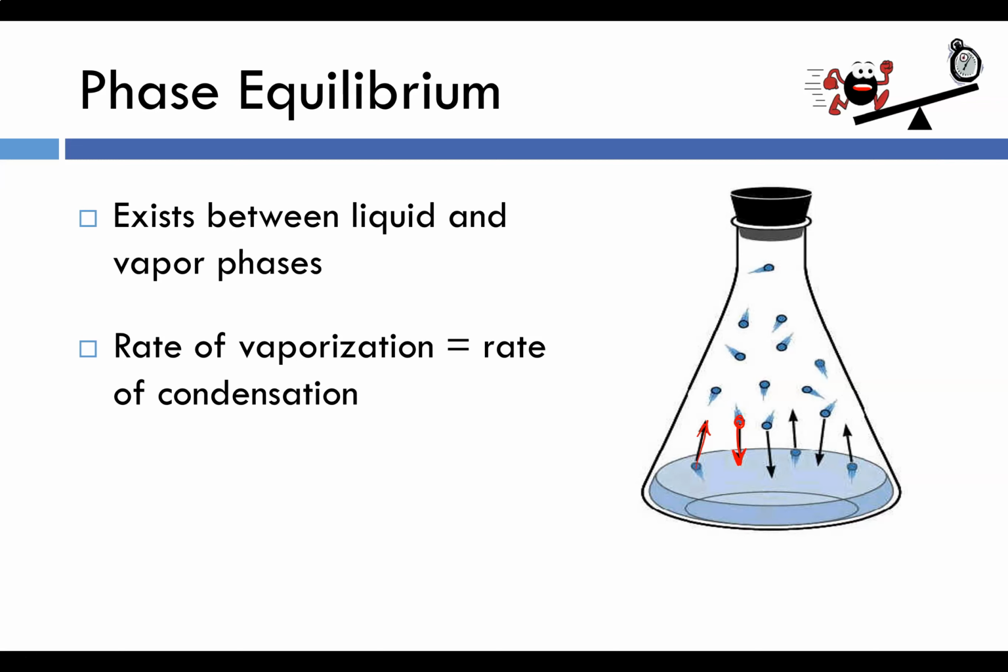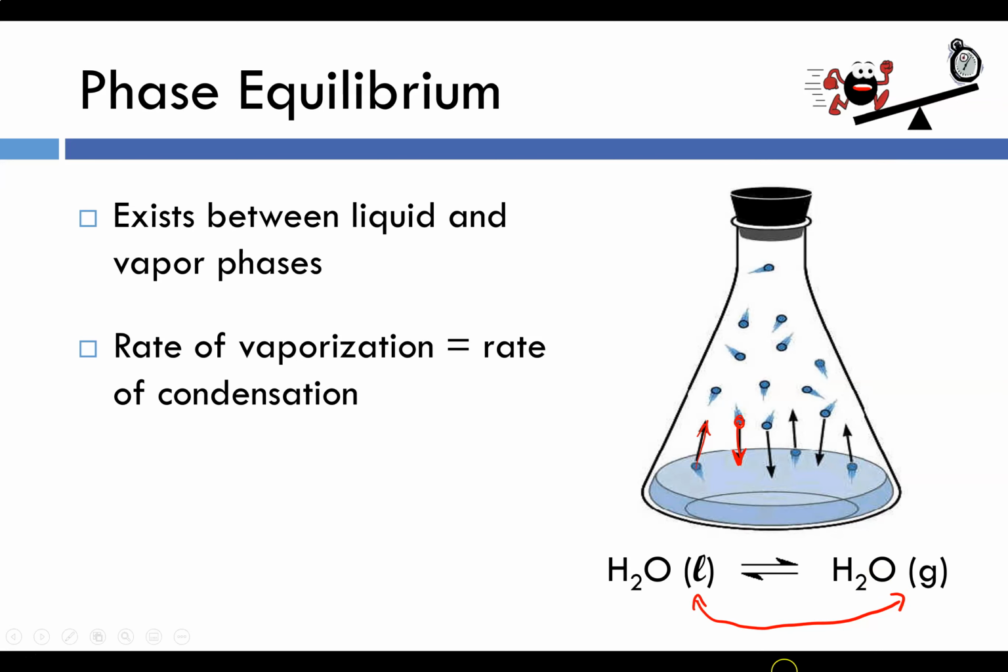They're just happening at the same rate. So the total number of molecules in each phase does not change. If I wanted to try to represent this with an equation, you could write something like this. Liquid water is in reversible reaction with water vapor. It doesn't matter what side I put the liquid and the gas on. Remember, they're both products and they're both reactants.